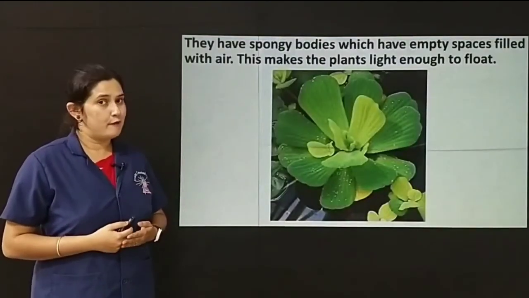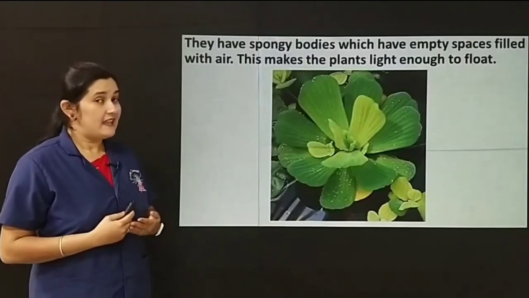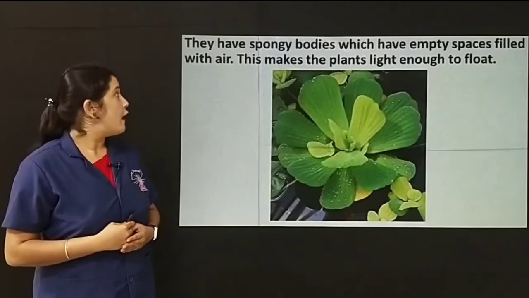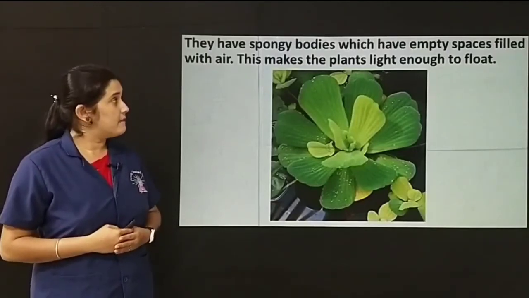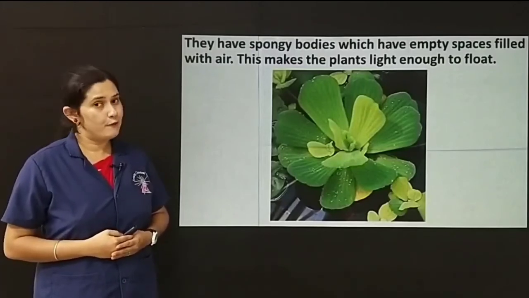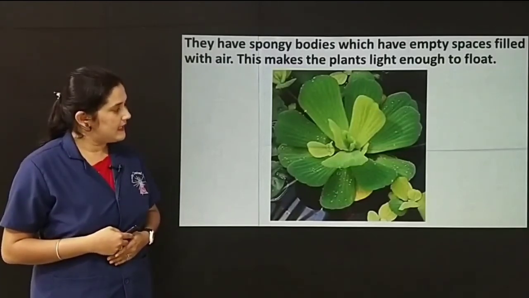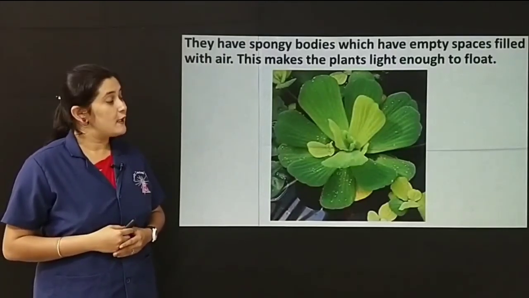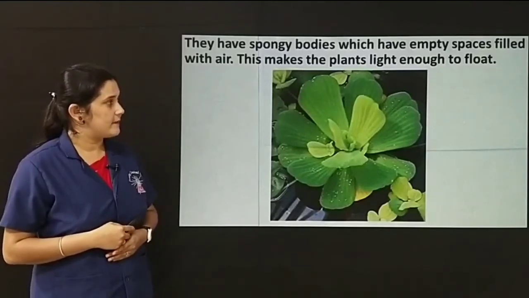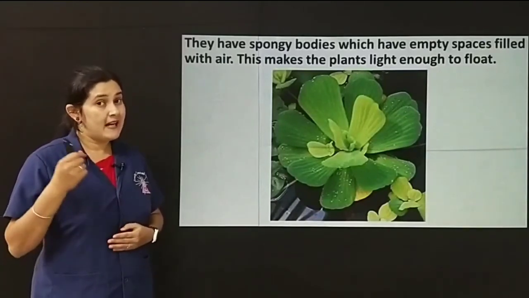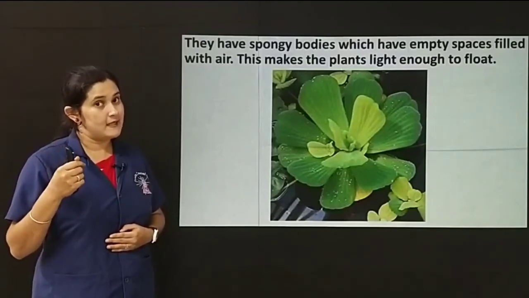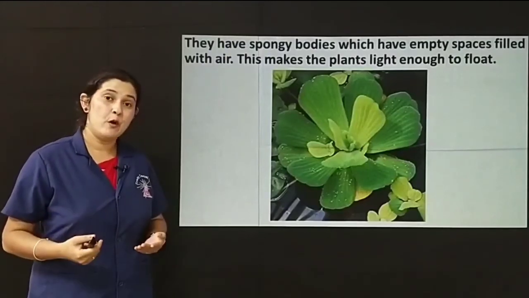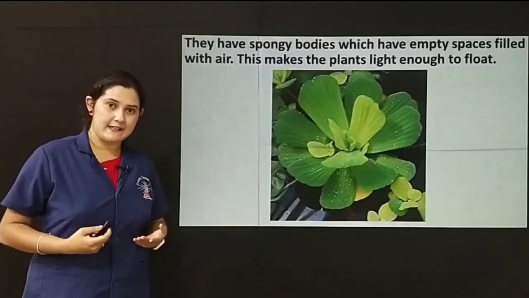How do these plants float on the water? Let us see. They have spongy bodies which have empty spaces filled with air. This makes the plants light enough to float. Here you can see the floating plant. How is it? You can see the leaves. If you have seen it in real, it has spongy bodies. So the air filled inside helps them to float. They are very light.